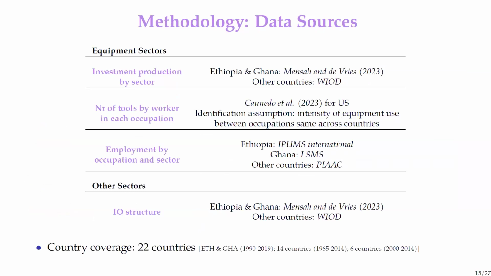Lastly, the employment by occupation and sector. For Ethiopia, we source it from IPUMS International. For Ghana, we take it from the LSMS, and for other countries, we take it from PIAAC. The reason that we don't take it from IPUMS is that we get a more granular distribution of occupations within industries. So there is a lot of effort in harmonizing all these data across countries, and we're still working on putting more countries together.